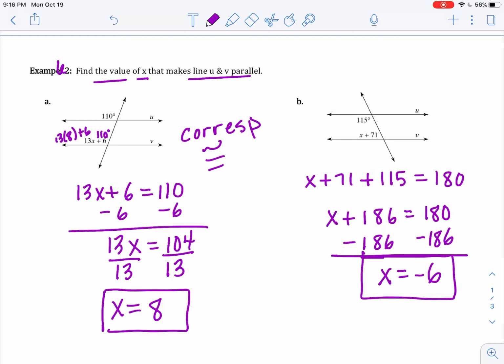So if x were negative 6, then I would have a set of supplementary angles, and since they're same sides, that would force U and V to be parallel. So we'd have negative 6 plus 71, which gives me 65 degrees right here. And 65 and 115 do make 180. Let me put it up here. This would be 65 degrees. And since those angles are same side interiors, if they end up being supplementary, that makes the lines parallel. So it almost feels the same as what we did in 3.2. It's just a slightly different twist on the same information.